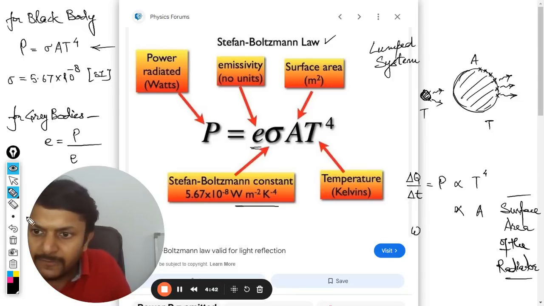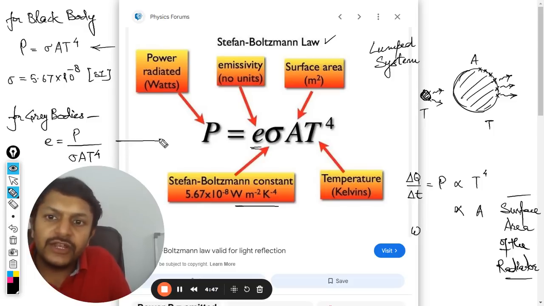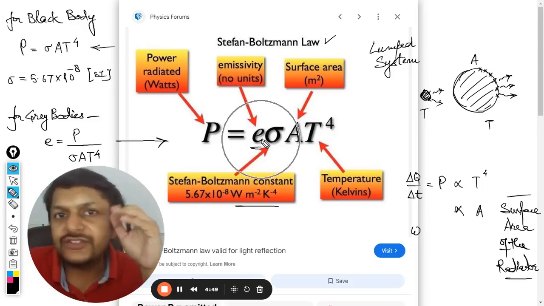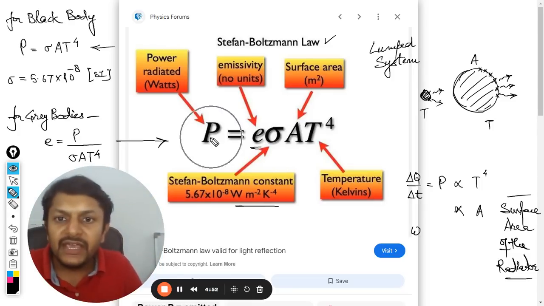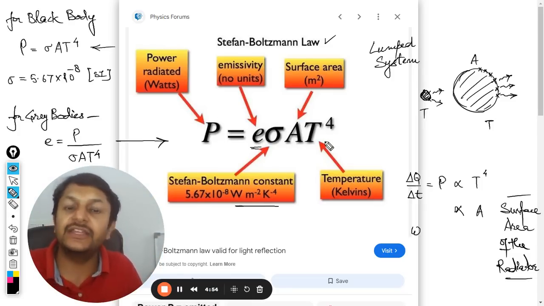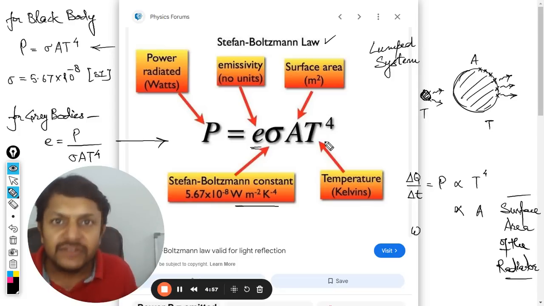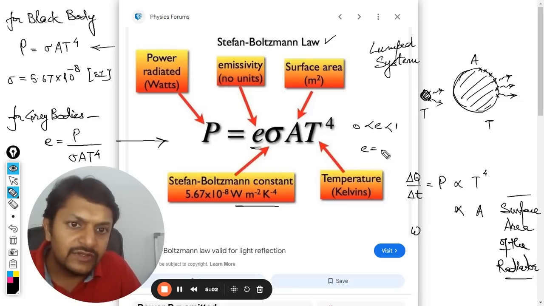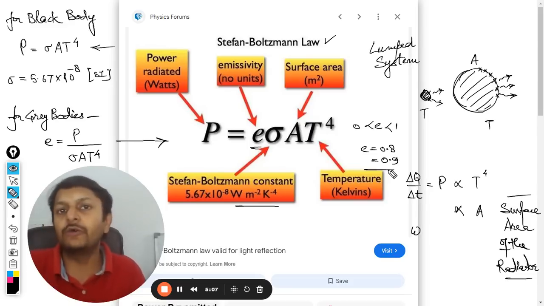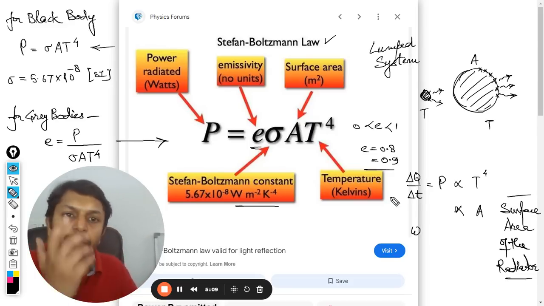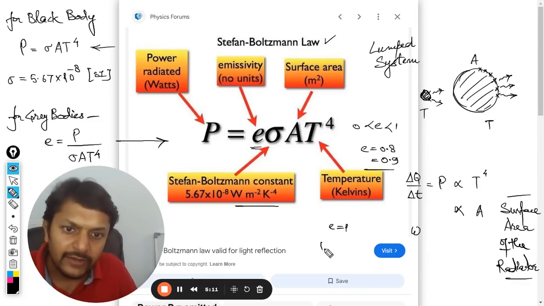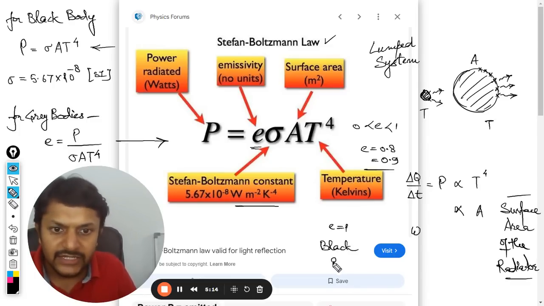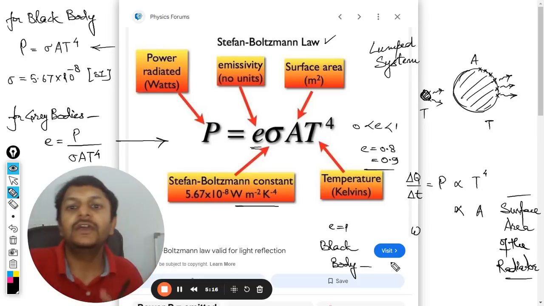So it will be sigma A T raised to power 4, which on arrangement will give you the same formulation that is written on your screen. P is equal to E sigma A T raised to power 4, where E is the emissivity, and we know that emissivity has a range from 0 to 1. So emissivity could be 0.8, 0.9. So that will be given to you if you're talking about a gray body. For black body, E will be taken as 1. This is for the black body.